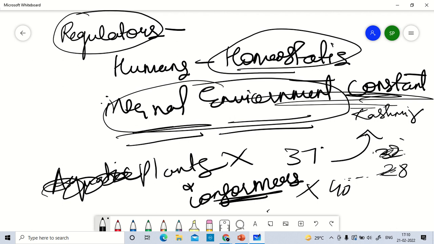Actually, you know why I was going to write aquatic organisms? Because I think even fishes are conformers. So yeah, it wasn't wrong, but here plants was written, so that's why.